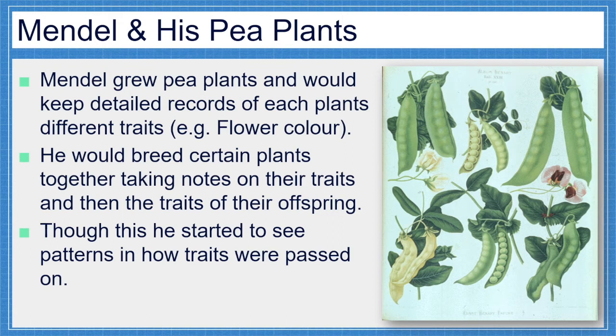You can now start to look at all its traits. What colour flowers does it have? What colour seed pods or peas does it have? And from doing that, that would have meant that Mendel could have started to go, oh, okay, so the parents had these two different coloured flowers, but the offspring were only ever producing this colour. And you know, things like that.